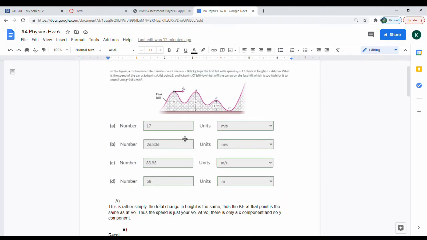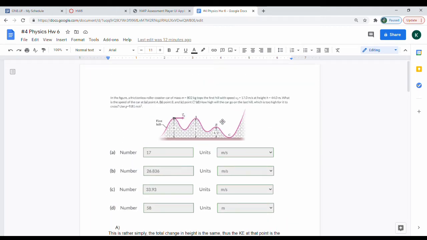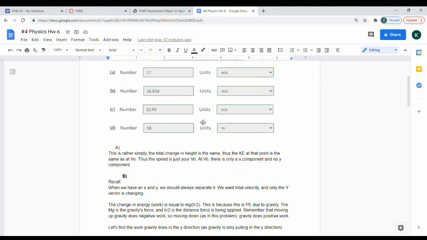And then for B, you have to know that there's an x and a y velocity, because the y velocity obviously changes because there's gravity, the work of gravity, because it's moving downwards. So we need to consider these separately.